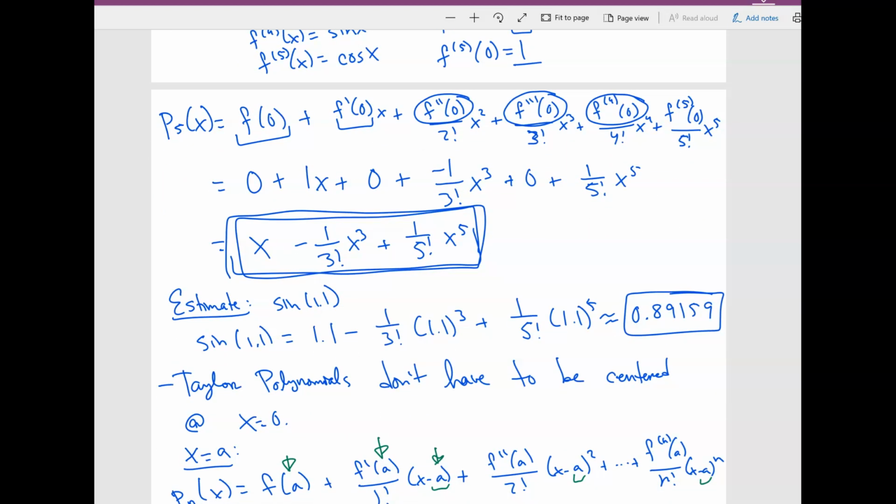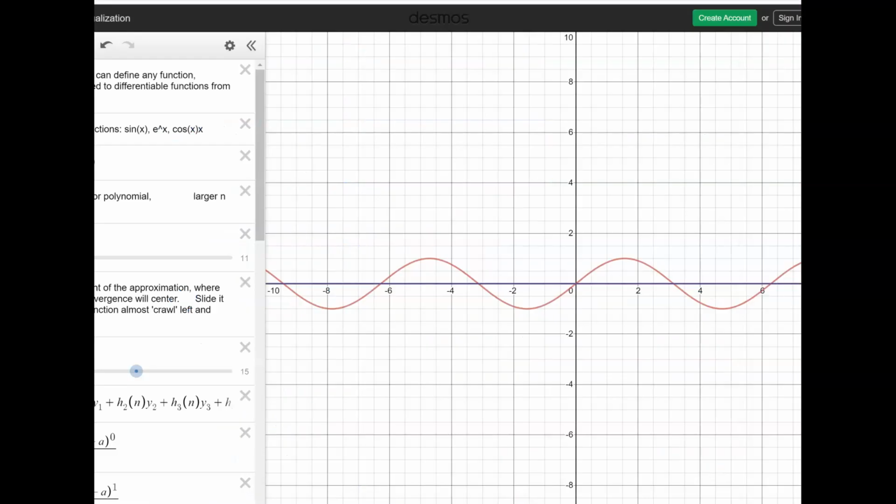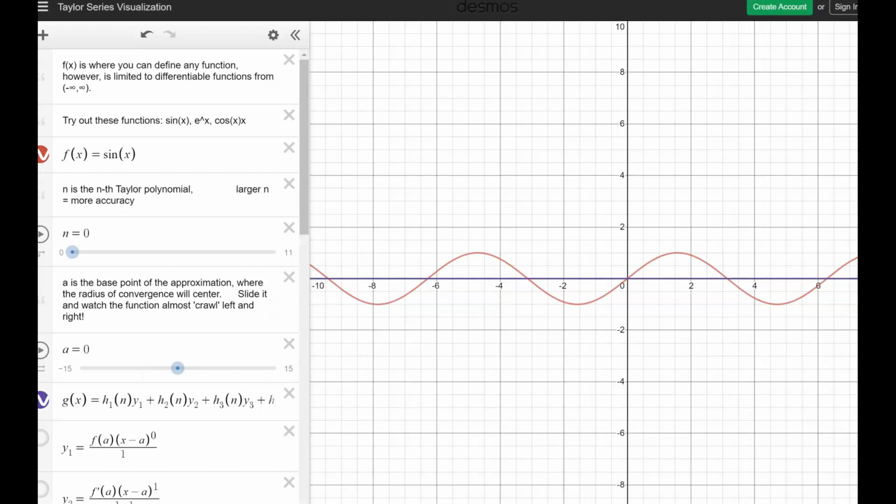So what I'm going to show you in Desmos is the following. Here we have the function f of x equals sine of x. You can see the red function is just a sine wave. And the purple function is going to be the Taylor polynomial. Here I'm going to center it at 0, you see a equals 0. And here we're going to do a first degree Taylor polynomial. First we start off with n equals 1, and you can see that it's really, really close.